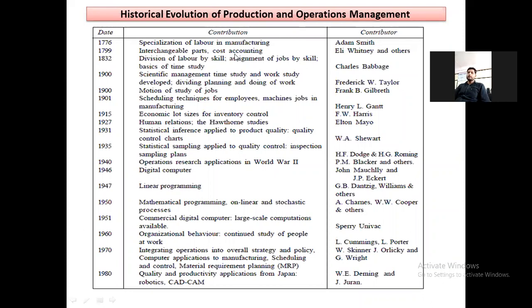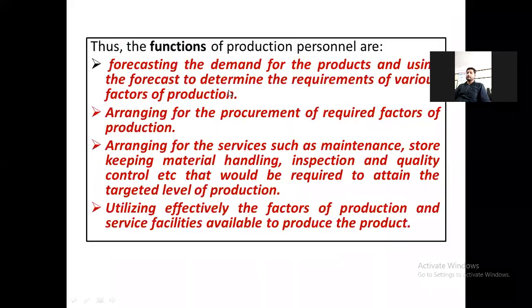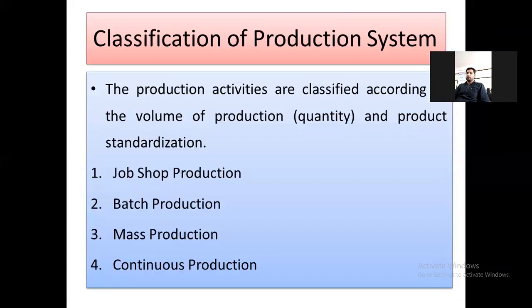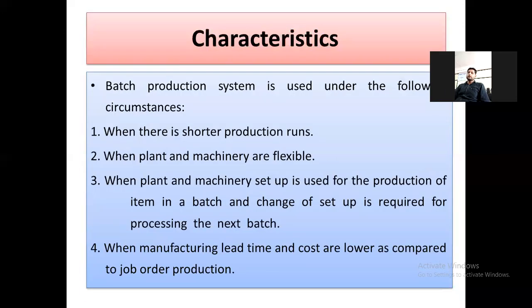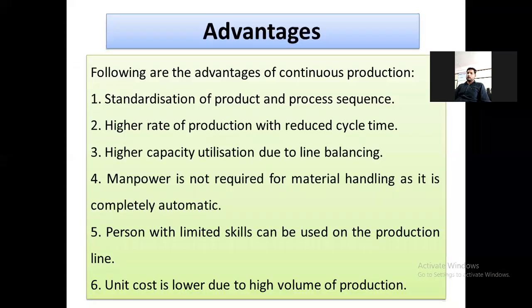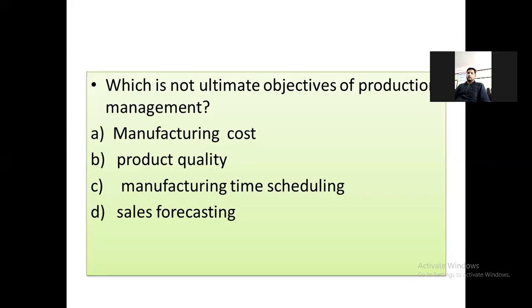Here: interchangeable parts, cost accounting, Eli Whitney and others. Then specialization of labor, Adam Smith. Then scientific management, time study and work study developed, dividing planning and doing of work, Frederick W. Taylor. Then Frank Gilbreth, motion study of a job. Like that, any question can be asked from this chart, so you should be prepared. Your answer should be Eli Whitney.